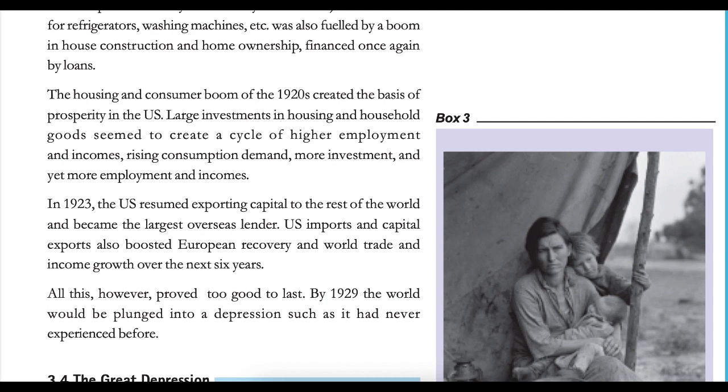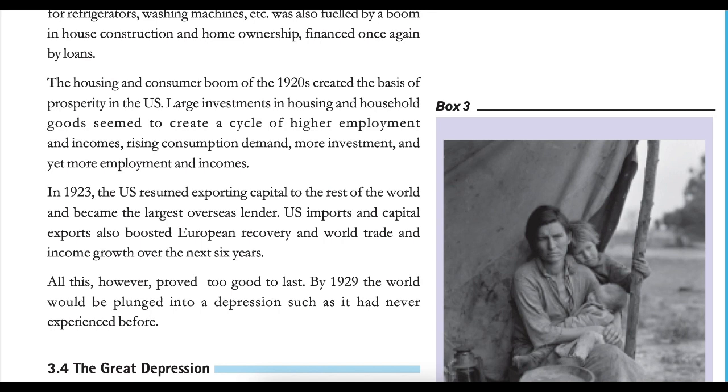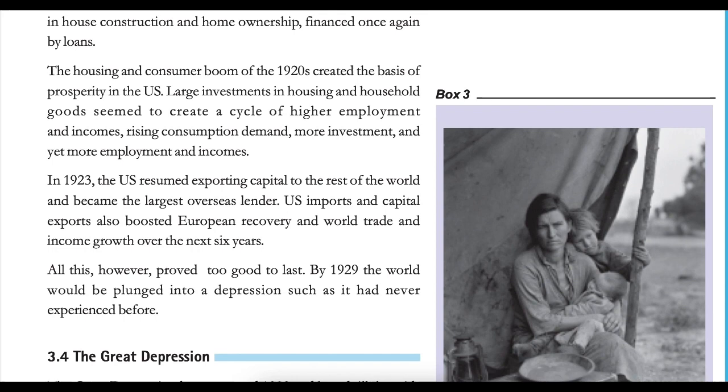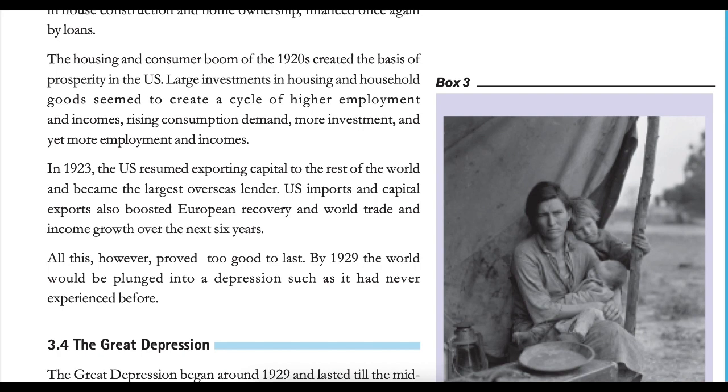The housing and consumer boom of 1920s created the basis of prosperity in the US. Large investments in housing and household goods seemed to create a cycle of higher employment and incomes, rising consumption demand, more investment, and yet more employment and incomes.